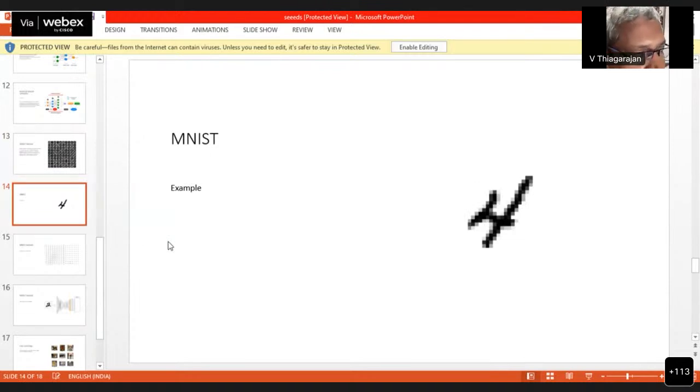What you see on your screen is the number 4, actually a handwritten version of the number 4. If you look closely, you can see that it's made up of small squares, right? Each square has what is called a grayscale. Some are really black, some are less gray, some are more gray, like that. Suppose I am giving a number from 0 to 255.